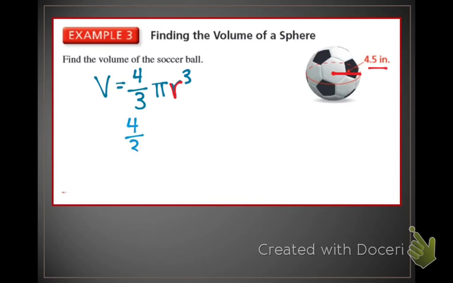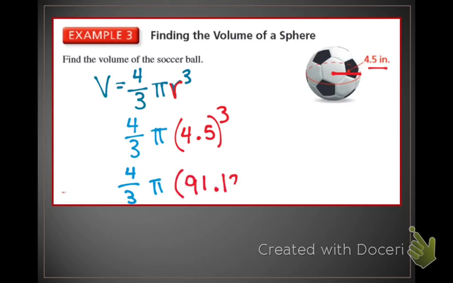You might need to do a little bit of calculator work along the way instead of just typing everything all at once, because 4/3 is a repeating decimal. This is equivalent to 1.3333333 forever and ever. If you round it too early, then your answer is going to be off. So what I suggest is plugging in the radius first, which here we said 4.5. So maybe I would find 4.5 cubed first. So you're going to do 4.5 times 4.5 times 4.5, which is not a pretty number, 91.125.